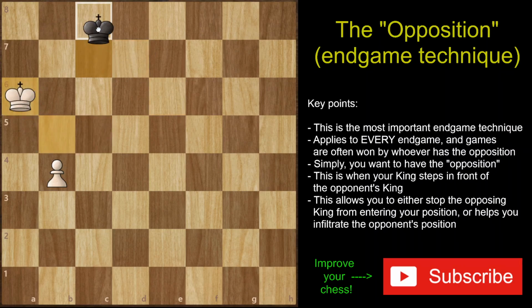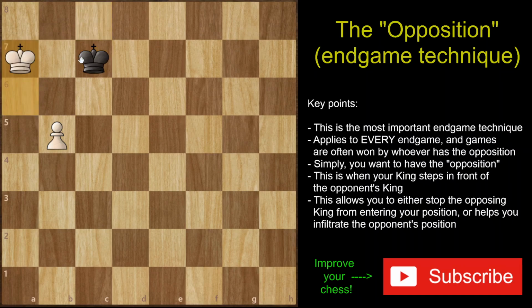White simply marches through and makes a queen, and that's game over.